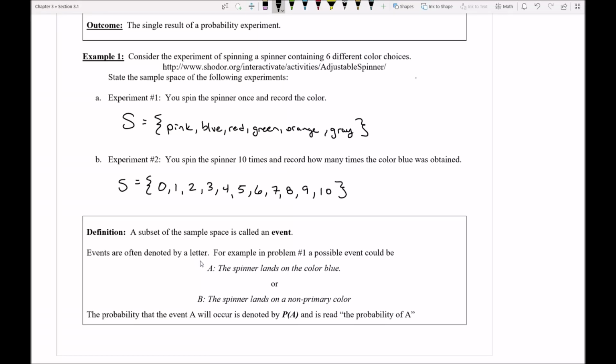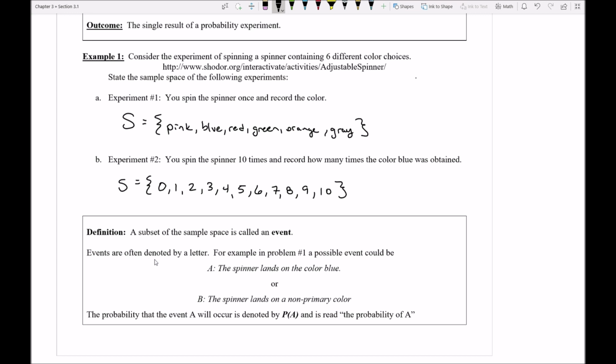So let's take a look at another definition here to add to the list of definitions we have thus far. A subset of a sample space is called an event. By a subset, we just mean some of the options from this sample space that we have up here. So if I select just a couple of these, then I refer to that as a subset. That is what we refer to as an event.